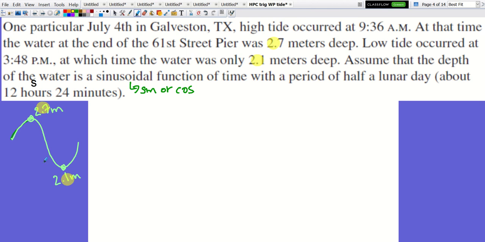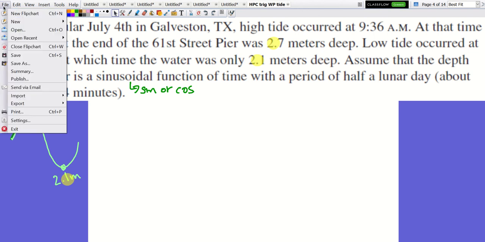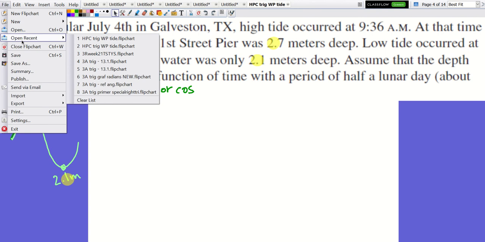Assume that the depth of the water is a sinusoidal function of time with period half a lunar day, about 12 hours and 24 minutes.